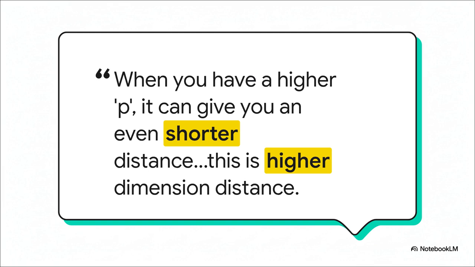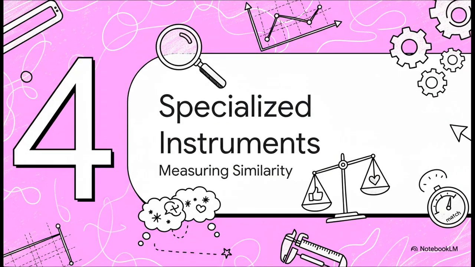It's a crazy but fascinating glimpse into how different geometry is in these abstract worlds. Okay, so everything we've talked about so far has been about geometric distance, points in a space. But what happens when you need to measure something more abstract? Like, how similar are the topics in two different articles? Or how much do two people's tastes in movies overlap? For that, we need to pull out some more specialized instruments.